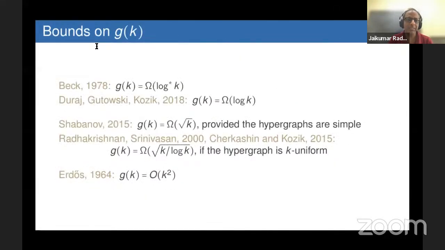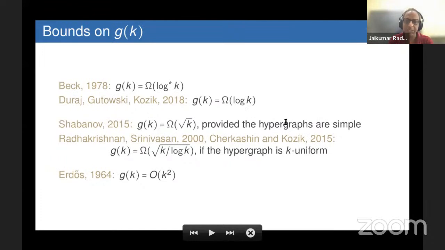Okay, yeah. So in 1978, Beck showed that actually g of k grows with k. That is, if the random coloring leaves only log star k edges monochromatic in a certain graph, that very hypergraph admits another coloring which perfectly colors it. And recent results have further improved this log star k to log k.